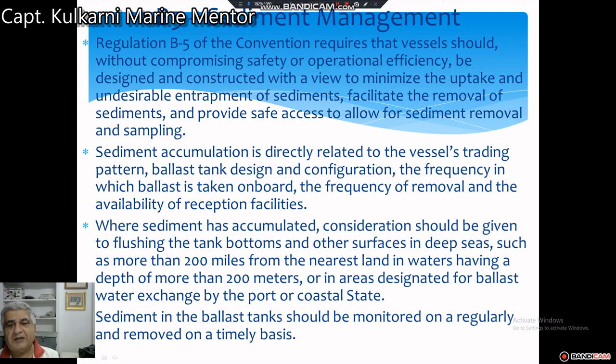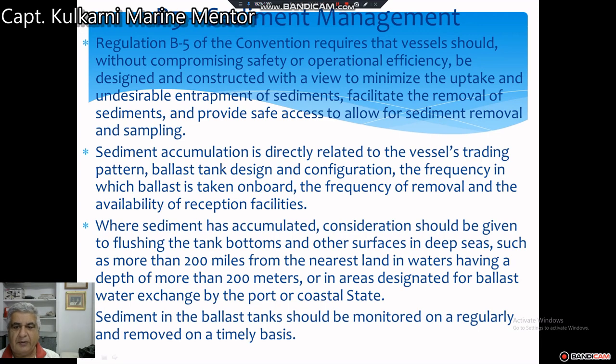The sediment accumulation is directly related to the vessel's trading pattern for sure. Ballast tank designation and configuration, frequency with which the ballast is taken on board, frequency of removal and availability of reception facility, which is quite understandable. You are on a coastal vessel, you are on a river port, always trading in the river, naturally you are going to have more sediments.